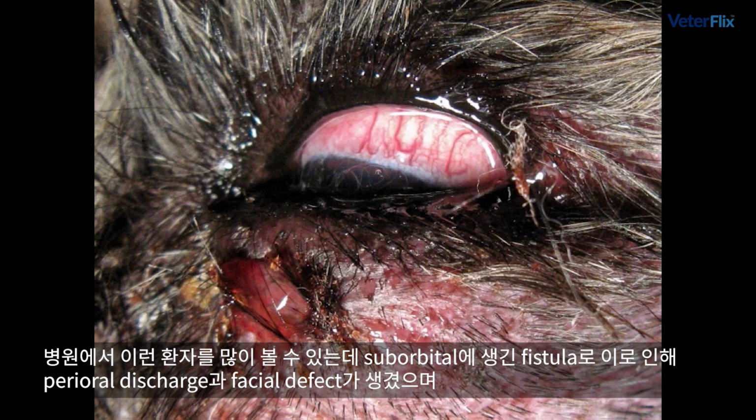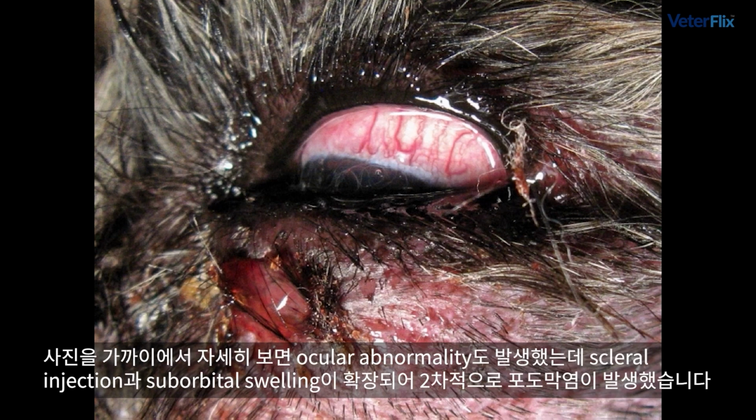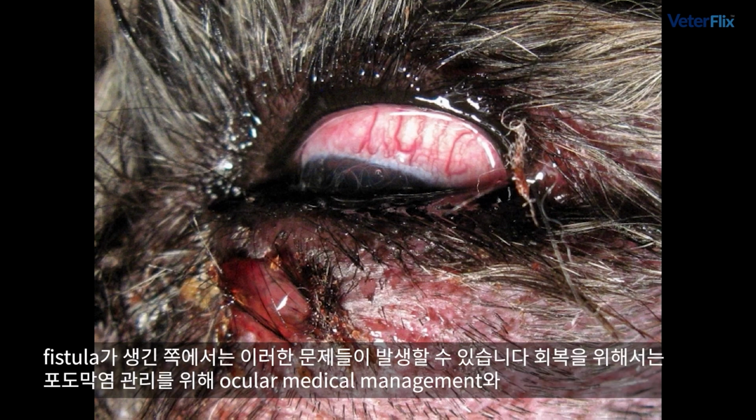You've likely seen this in your practice where we have a fistula somewhere suborbital that results in a purulent discharge and a facial defect. And if you look closely at the picture, you also notice that there are some ocular abnormalities with scleral injection and uveitis secondary to suborbital swelling and extension into and affecting the eye itself. So that can happen and commonly does on the affected side.